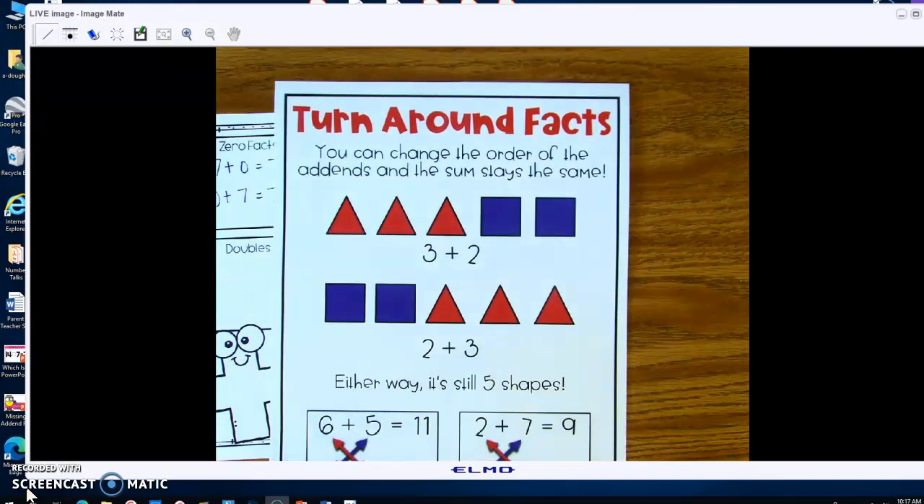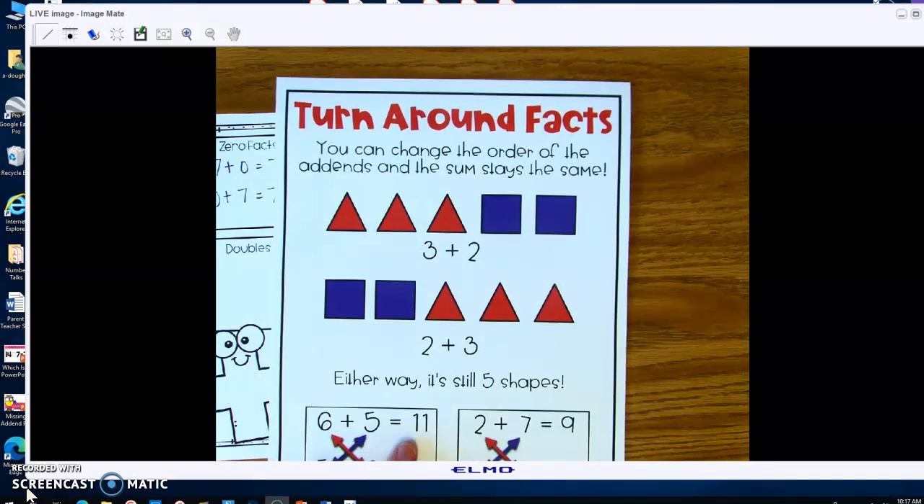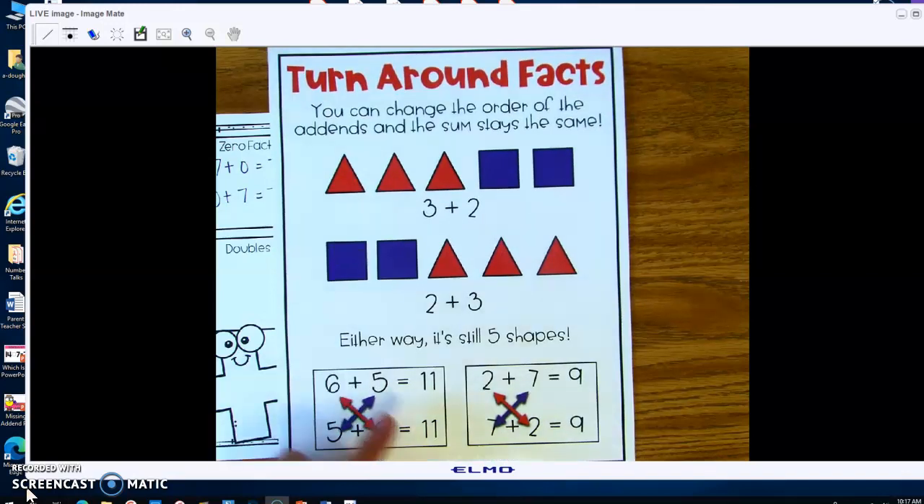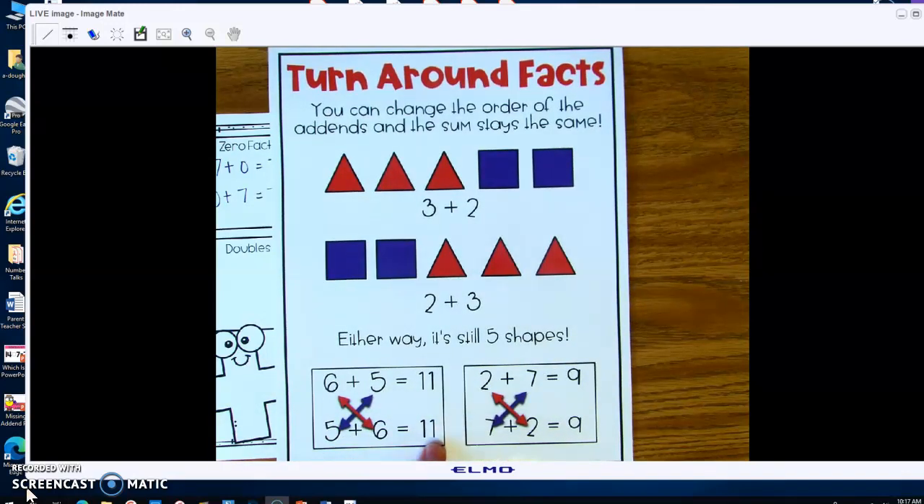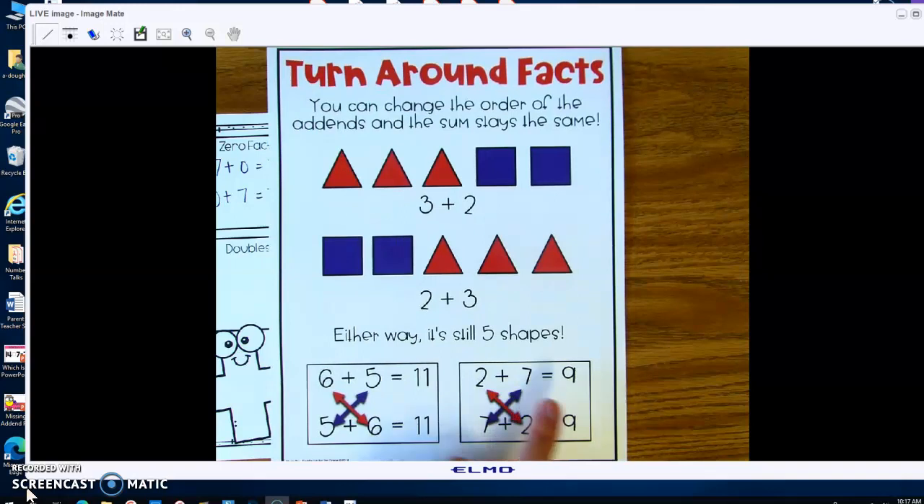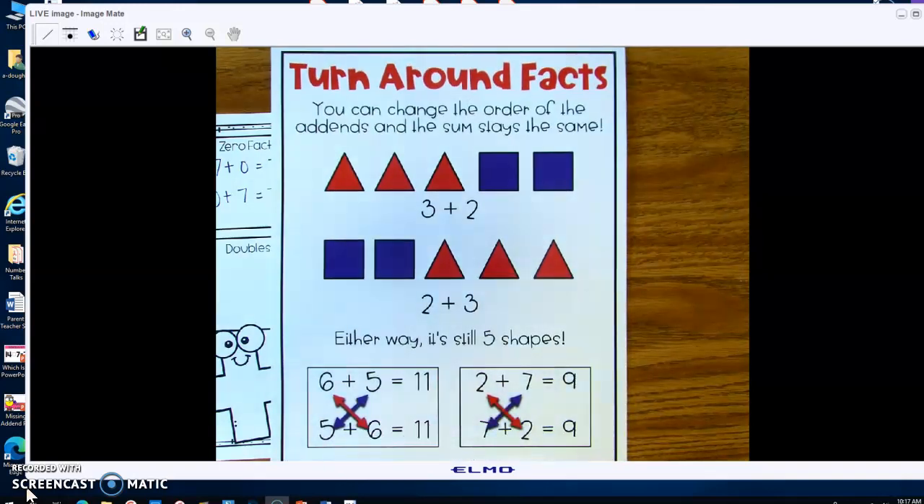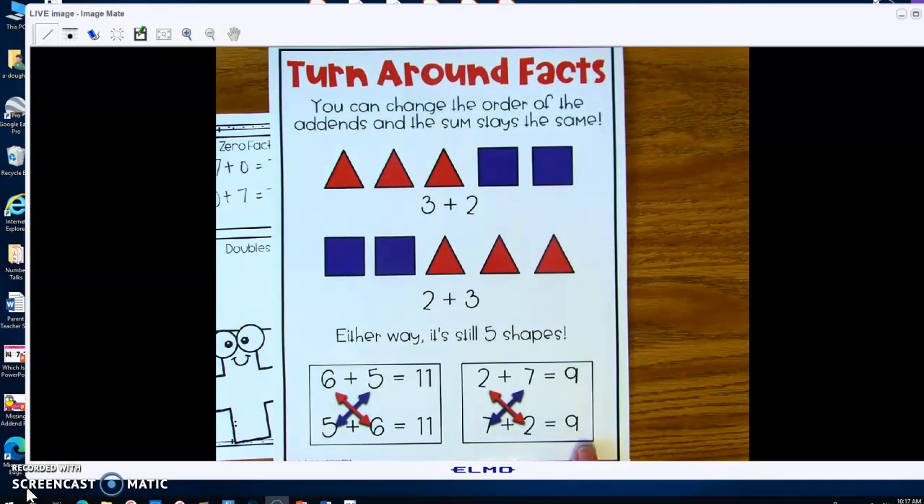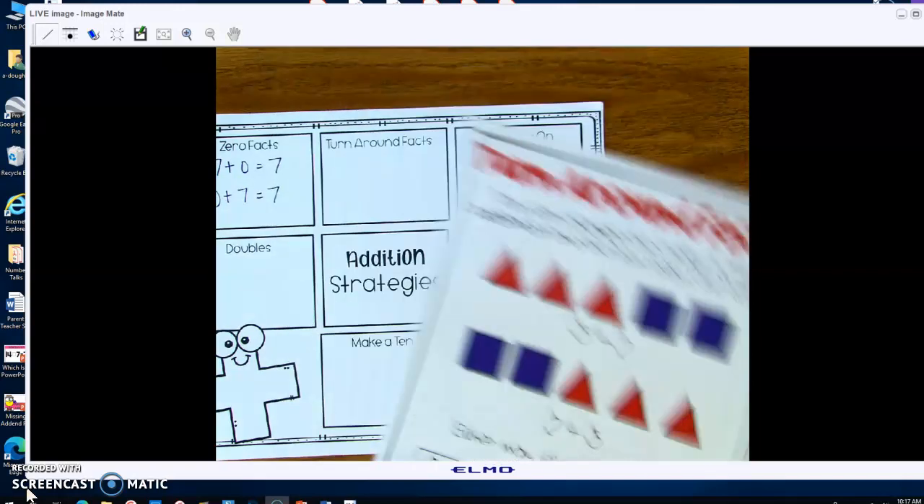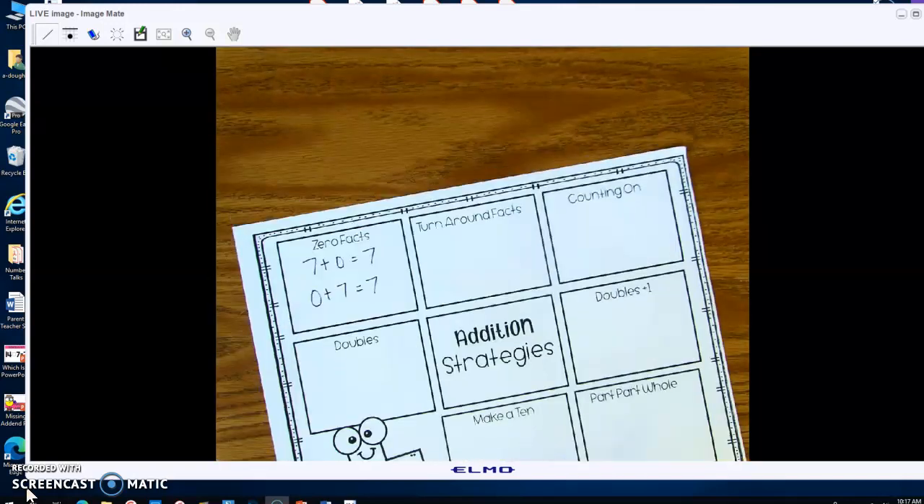They stay the same. 6 plus 5 is 11. If we switch the add-ins, 5 plus 6 is still 11. 2 plus 7 equals 9. If I switch the add-ins and say 7 plus 2, it's still 9. So, a turnaround fact. We use dominoes with Miss Shoemaker.